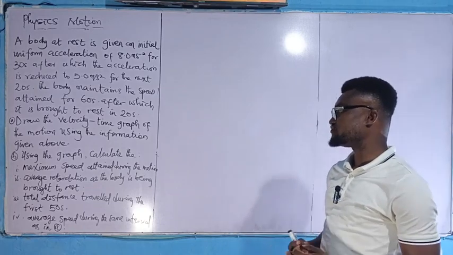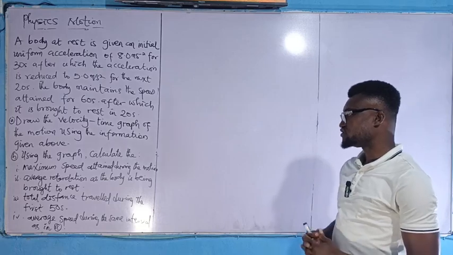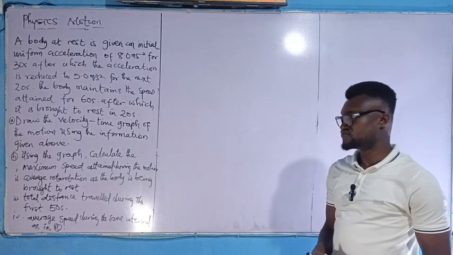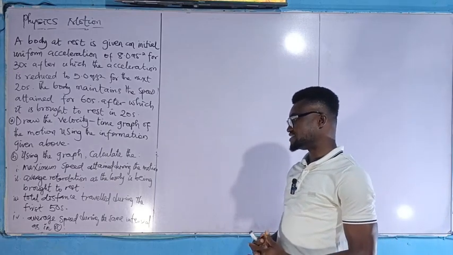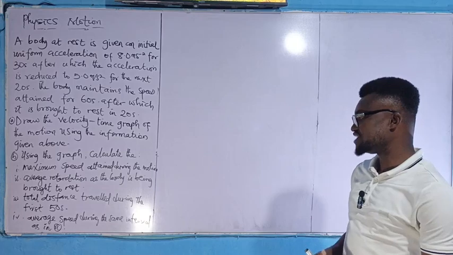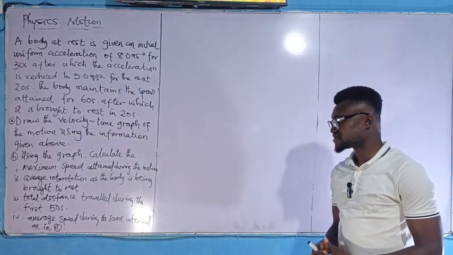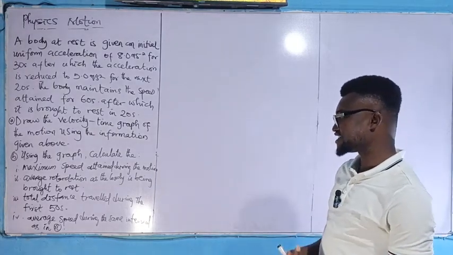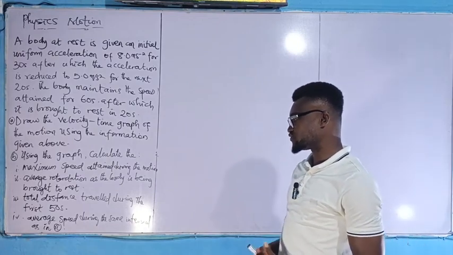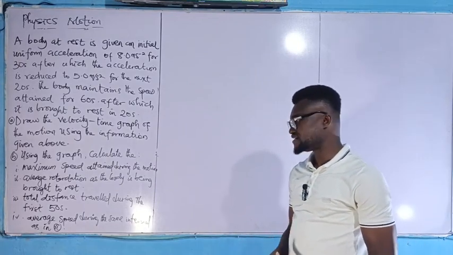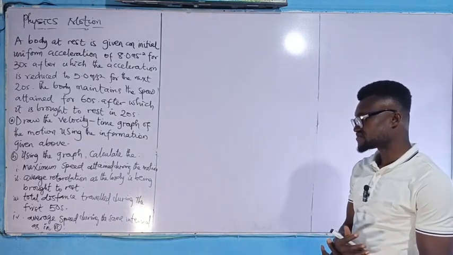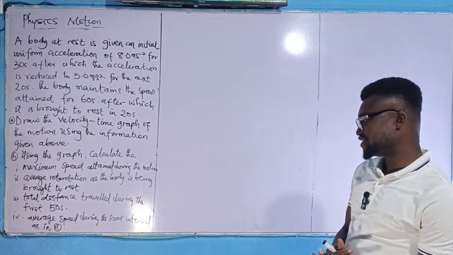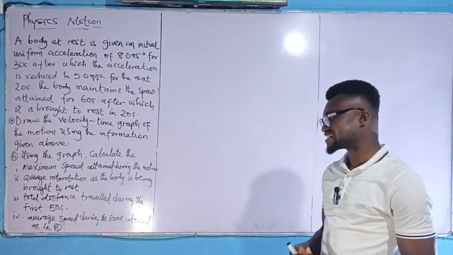A. Draw the velocity time graph of the motion using the information given above. B. Using the graph, calculate the I. Maximum speed attained during the motion. II. Average retardation as the body is being brought to rest. III. Total distance traveled during the first 50 seconds. IV. Average speed during the same interval as in II.